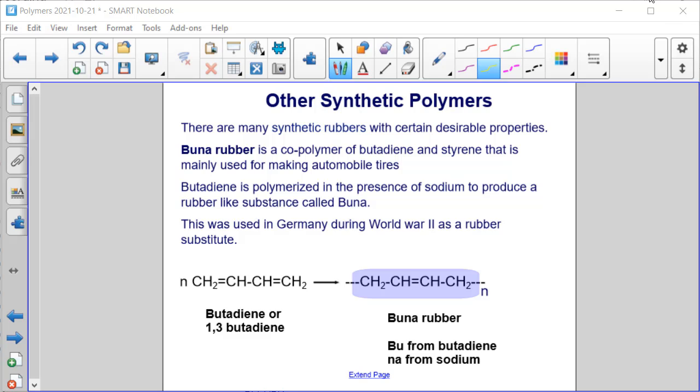So we have a butadiene monomer here on the left, or the IUPAC name is 1,3-butadiene. Many monomers of it form this chain polymer known as Buna Rubber. Bu in the name comes from butadiene, and the Na comes from sodium. Okay, so in the presence of sodium, we can create this butadiene polymer, or Buna Rubber.